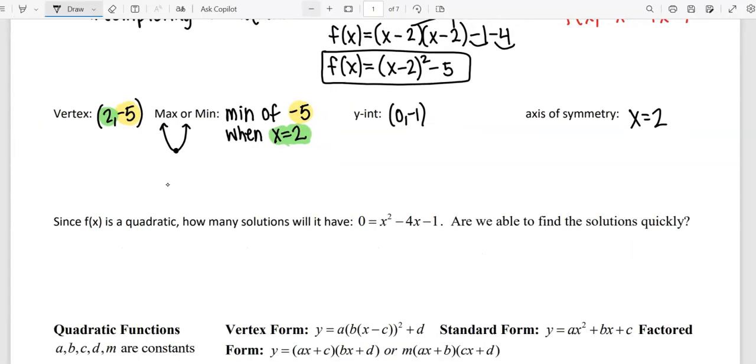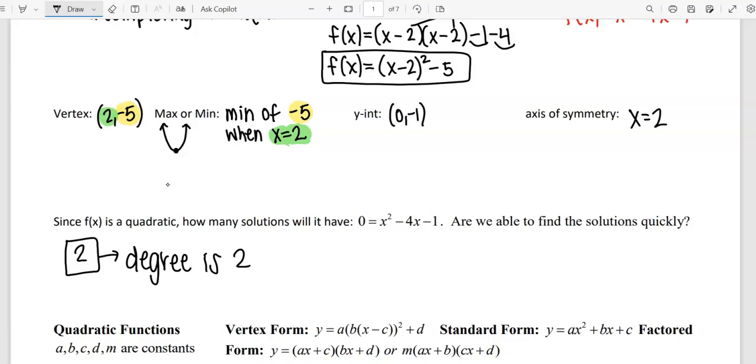Questions on that? Good little review of Algebra 1. Since f of x is a quadratic, how many solutions will it have? 2. Why? Highest power is 2. And what do you know a quadratic looks like? A parabola, right? 2 arms, so it's going to cross the x-axis 2 times. So this is going to be 2. And for your reason, you can either say degree is 2 or it's a parabola. I'll say degree is 2 since that's a new, nice vocab word.